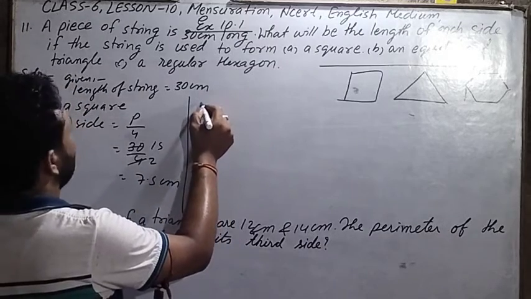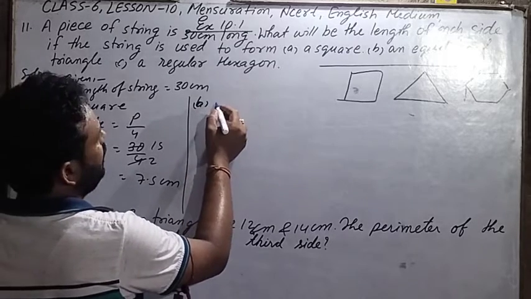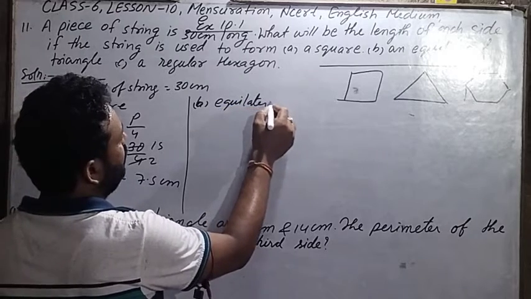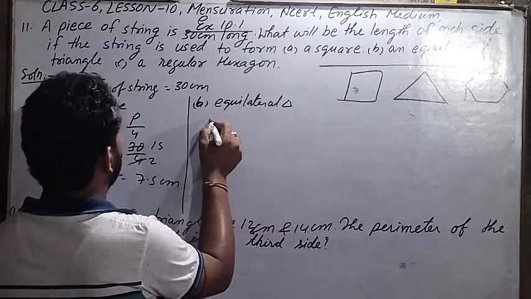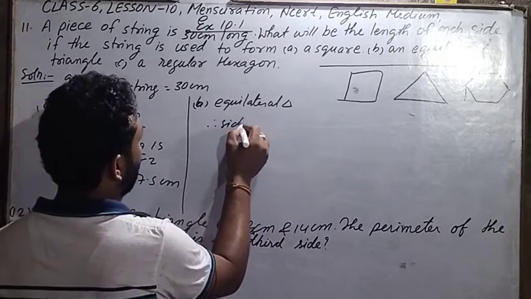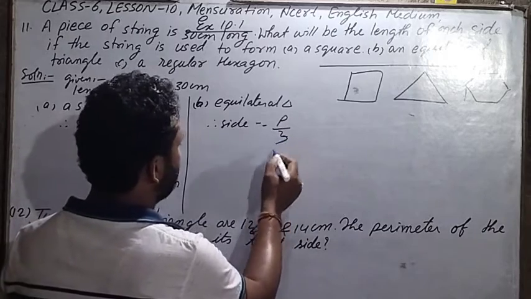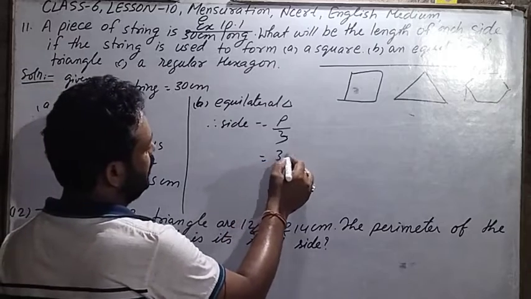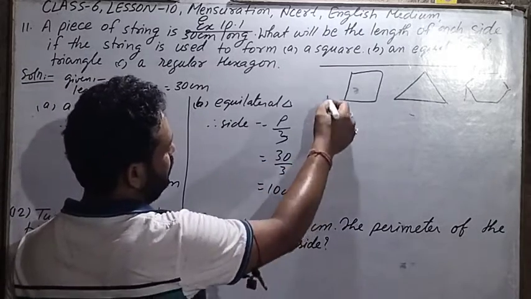Second one is part B, it is an equilateral triangle. Therefore, side will be equal to perimeter by 3, that is length of the wire divided by 3, that is equal to 30 by 3 equal to 10 centimeter.